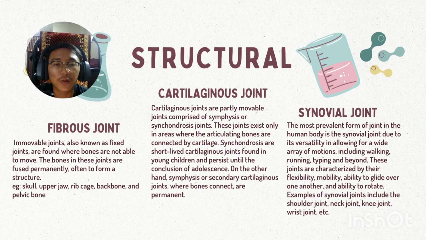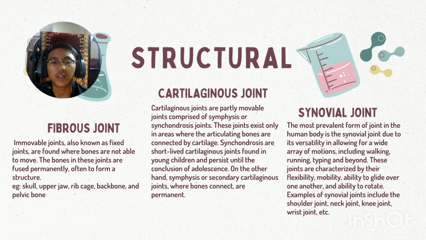The most prevalent form of joint in the human body is the synovial joint, due to its versatility in allowing a wide array of movements, including walking, running, typing, and beyond. These joints are characterized by their flexibility, mobility, ability to glide over one another, and ability to rotate.